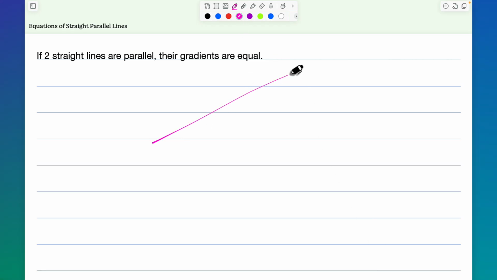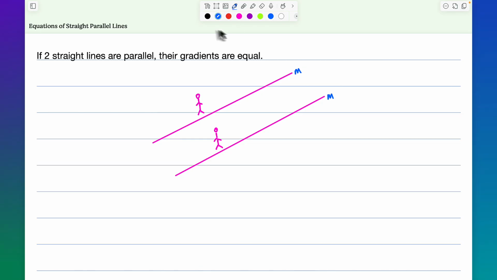So if I put this line, right, and then I have another line that's like this, and let's pretend that this is perfectly parallel, they have the same steepness, which means if I was to hike on this line and if I were to hike on this line, I'm basically doing exactly the same amount of work. So the gradient of this line is equal to the gradient of that line as well. Their gradients are equal. Why is this important?